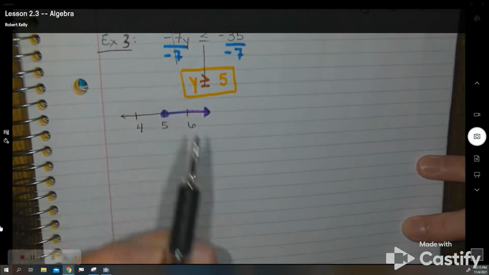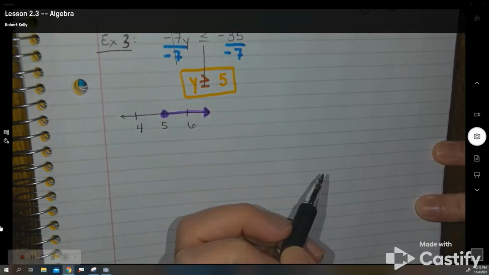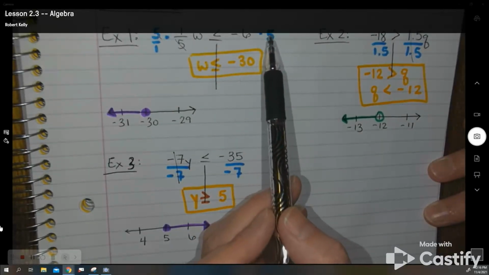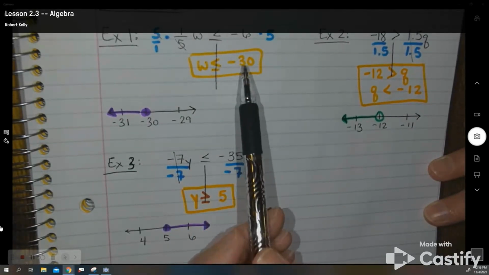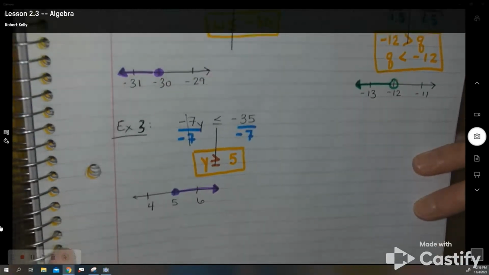But it's always the number attached to the variable that determines whether or not we are flipping our sign or not, because I divided by a negative number. Up here, in example 1, this number was negative, but it's not the number I was multiplying by that was negative. That one was positive. So even though I got a negative answer, it's the number I'm multiplying by or dividing by. If it's negative, I'm going to have to flip my sign.